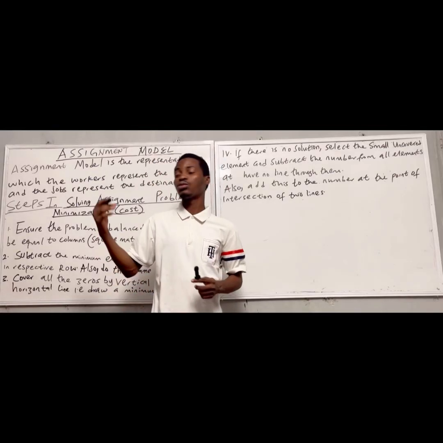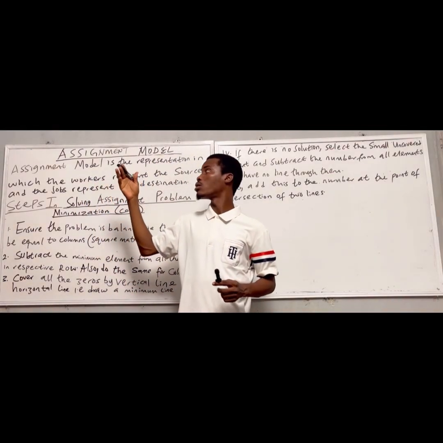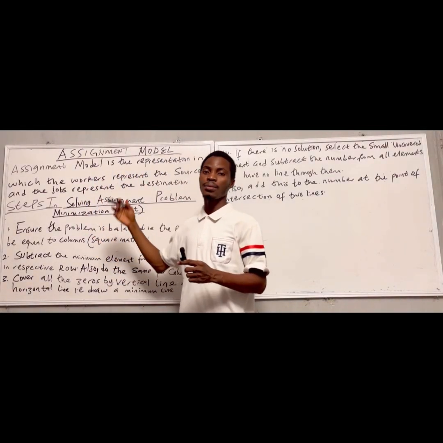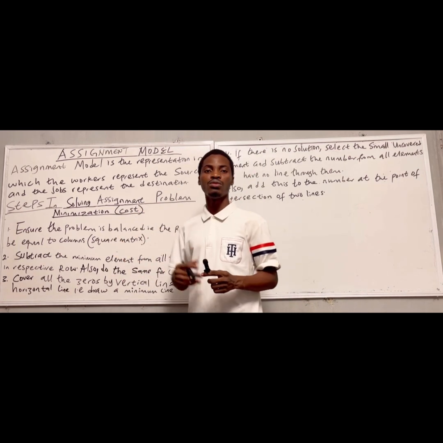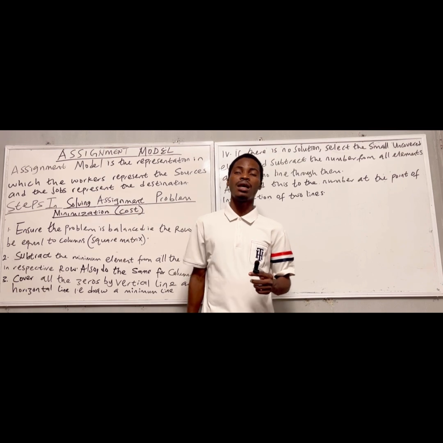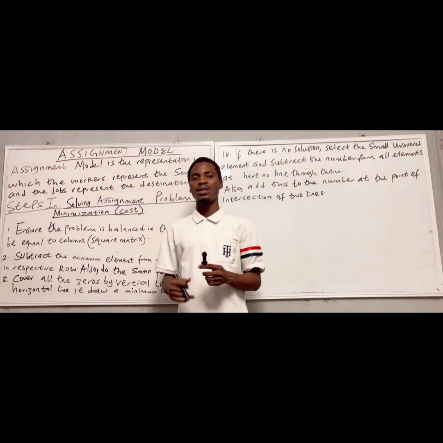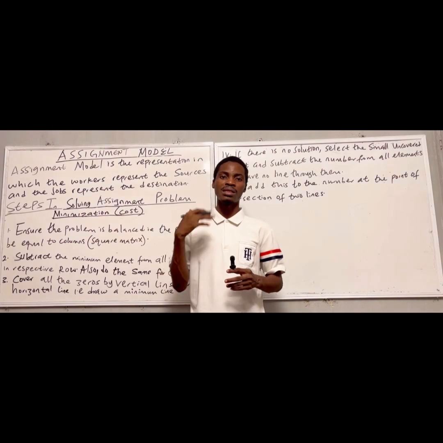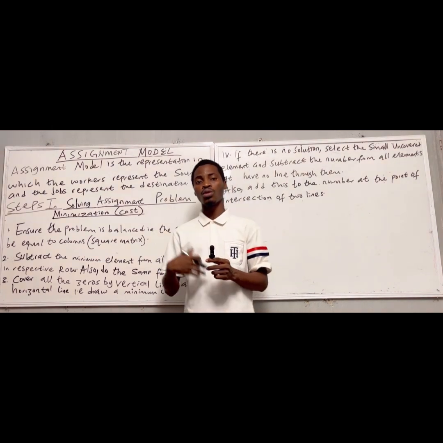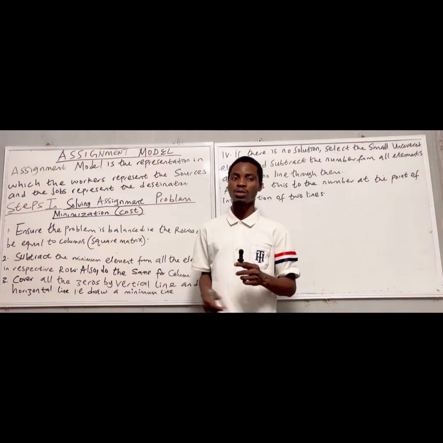We're looking into a topic which is the assignment model. What is the assignment model? It is the representation in which the workers represent the sources and the jobs represent the destination, that is, from origin, from the starting point, to the destination. We call this type of model an assignment model.